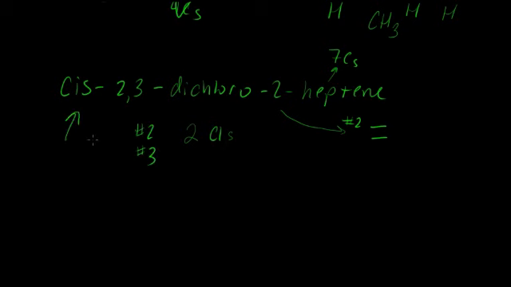And the cis. Cis is a term used for double bonds when you have substituents on either side of the double bond. Cis means they're on the same side. The opposite would be trans, where they're on opposite sides.